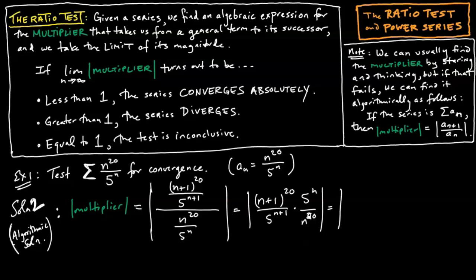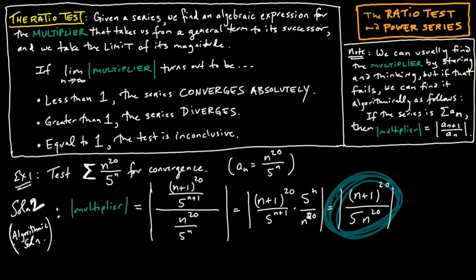So how does that work? Well, let's see. We'll end up with one fraction at the end. I've got 5 to the n upstairs and 5 to the n plus 1 downstairs. That's going to leave me with a 5 downstairs. Meanwhile, the rest of the stuff, n plus 1 to the 20th and n to the 20th, just have to sit there. And I've erased it, but if you go back and look at our first solution, this was what we came up with to begin with for the multiplier. So of course we're headed towards the same place.